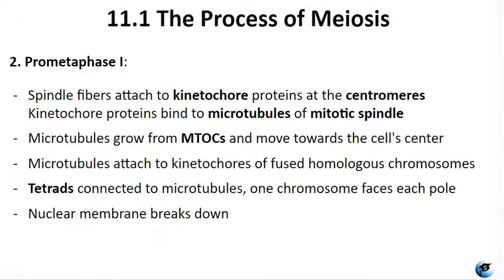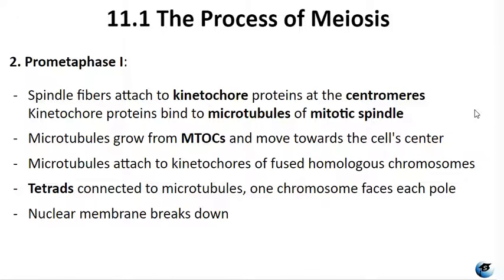The next step, prometaphase 1, is where the spindle fibers attach to the kinetochore proteins at the centromeres. Kinetochore proteins bind chromosomes to microtubules of the mitotic spindle. Microtubules grow from the microtubule organizing centers, and they move toward the cell's center. Microtubules attach to the kinetochores of fused homologous chromosomes during prometaphase 1, and this attachment allows microtubules to separate the homologous pair in the next phase.